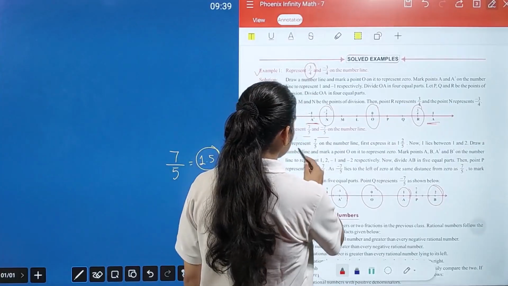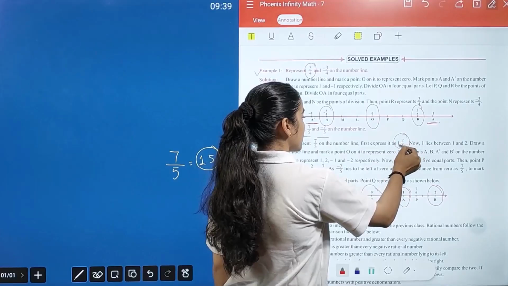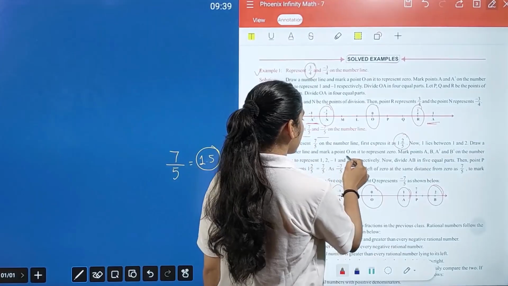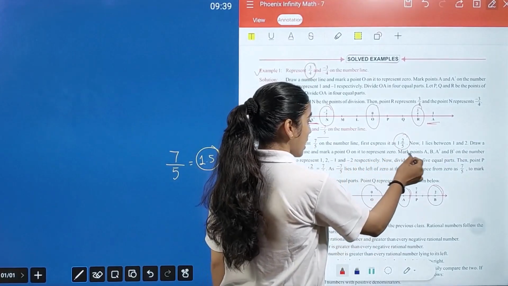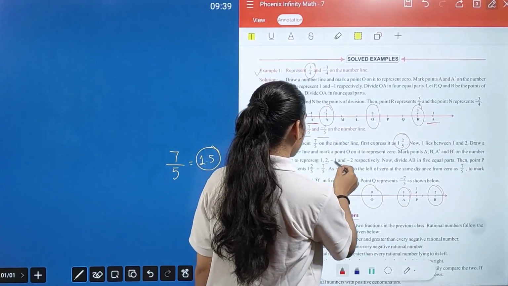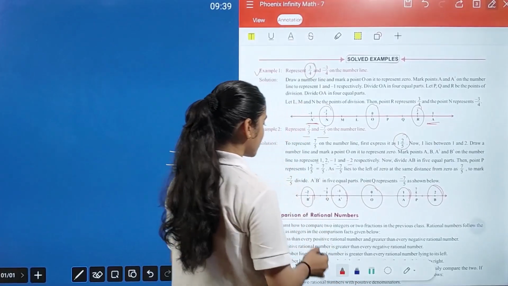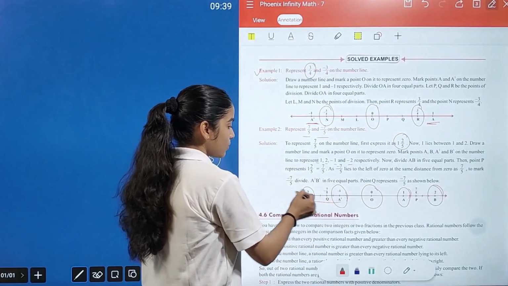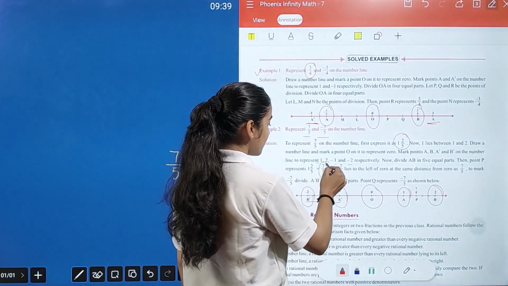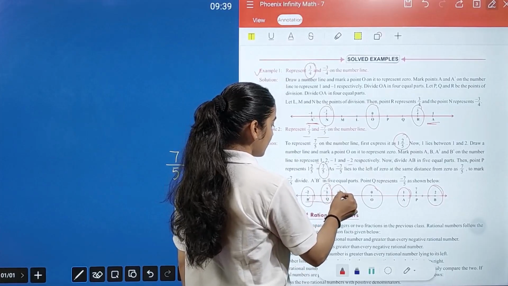After 1, to represent 7 by 5 on the number line, first express it as a mixed fraction, which is 1 2 by 5. Now it lies between 1 and 2. Draw a number line and mark a point O on it to represent 0. Mark point A, B, A1 and B1 on the number line to represent 1, 2, minus 1 and minus 2 respectively. Now divide AB into 5 equal parts. How we have to divide it? Into 5 equal parts AB. Then P represents 1 2 by 5, which is 7 by 5. This is, okay, because 1 by 5, 2 by 5.